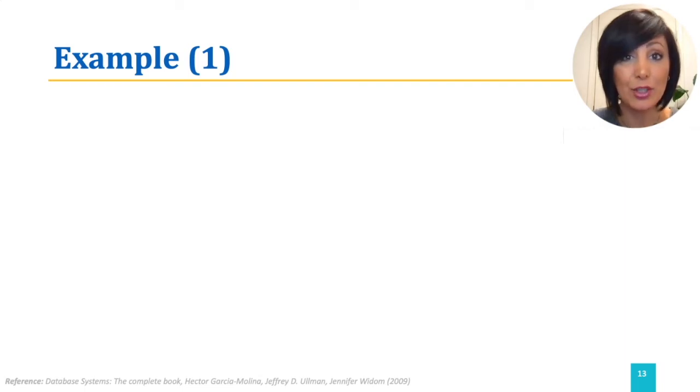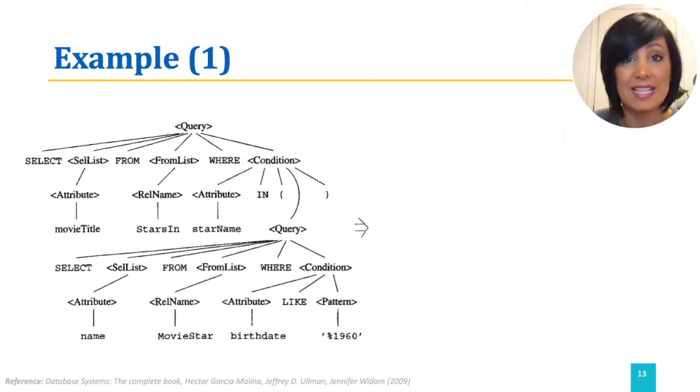Through what we have learned with rather a complex example, which paves the way in discussing the next steps as well. We will use the same example we used for parsing, which was finding the titles of movies that have at least one star born in 1960. We will use the choice of query A for the rest of our steps. The parse tree we generated for it in the previous example is this one.